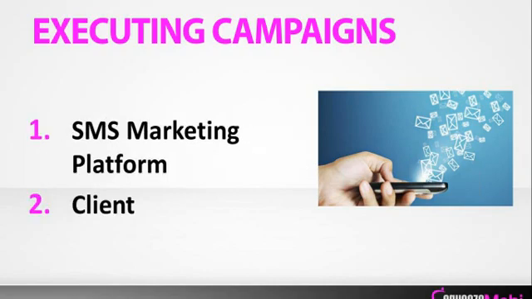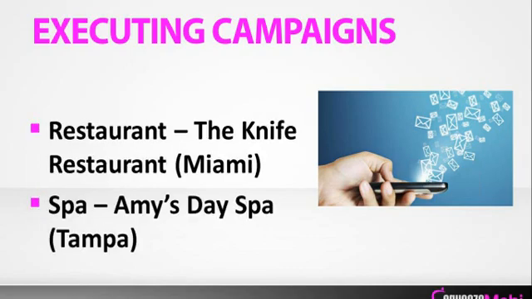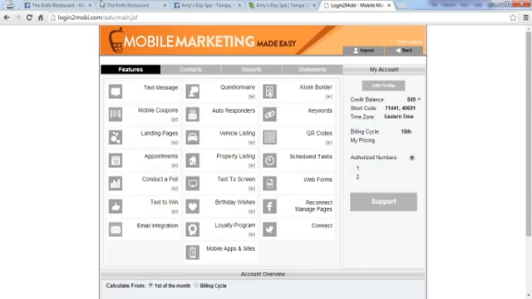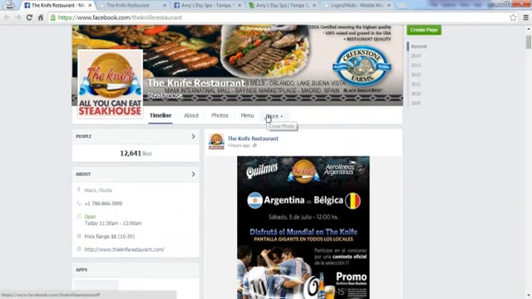So of course, what do you need? You need your SMS marketing platform, which you guys already have, and of course a client that you have closed. Today we're going to look at two businesses. One is a restaurant called The Knife Restaurant in Miami, and the other one is a spa, Amy's Day Spa in Tampa. We've searched those actually on Facebook.